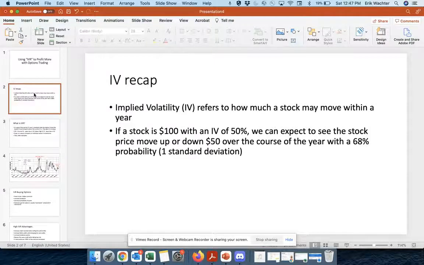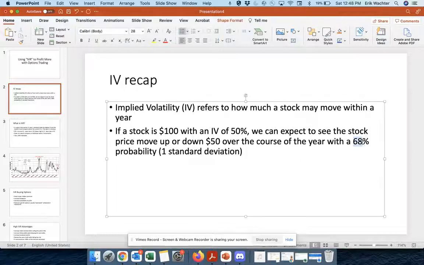Just to give you guys an example, let's say we have a stock that's $100 and it has an implied volatility of 50%. What does that mean? That means in the course of a year, with a 68% probability, or one standard deviation, we can expect that the stock will go up or down $50. So in a year, it could be at $50 or it can be at $150. Okay, so that's sort of what it is.